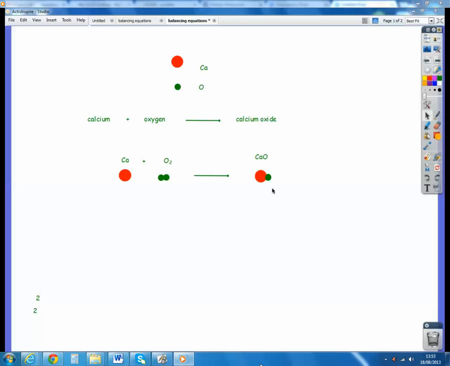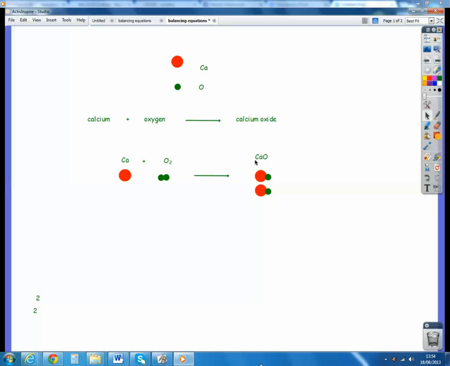So for starters, I know that I've got to have 2 oxygens on this side. I can't start with 1 O on its own. You don't find oxygen atoms on their own. They always come in pairs. So I've just got to have 2 lots of calcium oxide, because those 2 oxygens have got to go somewhere.